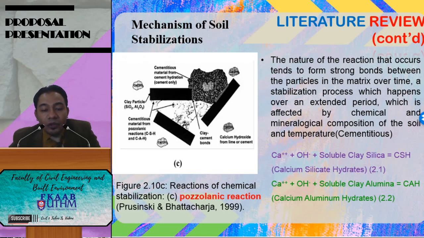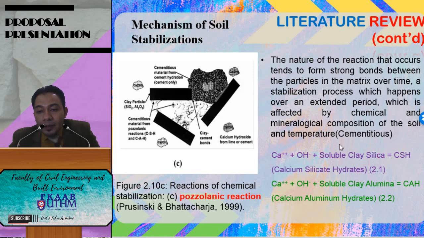Okay, this is for the pozzolanic reaction. The nature of the reaction that occurs tends to form strong bonds between the particles in the matrix over time. It is a stabilization process which happens over an extended period, which is affected by the chemical and mineralogical compositions of the soil and temperature simultaneously. So this pozzolanic reaction will take time to react, to form the soil.